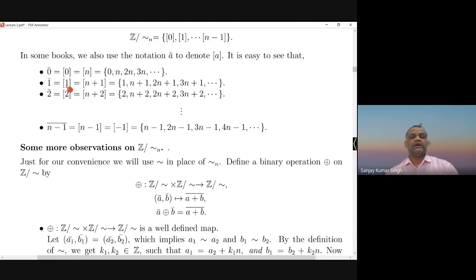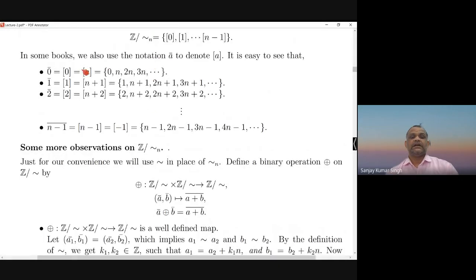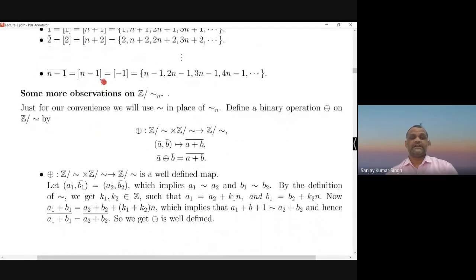And similarly, the equivalence class of 1 has all elements 1, n plus 1, 2n plus 1, 3n plus 1, and so on. And you can also easily see that Z is the disjoint union of all these n classes. Now some more observations on this set.